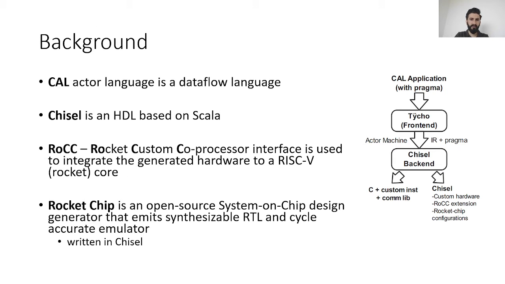And a little bit of background information. So Cal is a dataflow language that we use, and Chisel, which we generate, is a hardware description language based on Scala. ROC is a Rocket Custom Coprocessor interface that is used to integrate our custom hardware to Rocket cores, which are based on RISC-V. And we also generate the extension for this interface. And a rocket chip generator is an open source system on chip design generator that generates synthesizable RTL and cycle accurate emulators. And it is written in Chisel. That's why we are generating Chisel as a hardware description language.